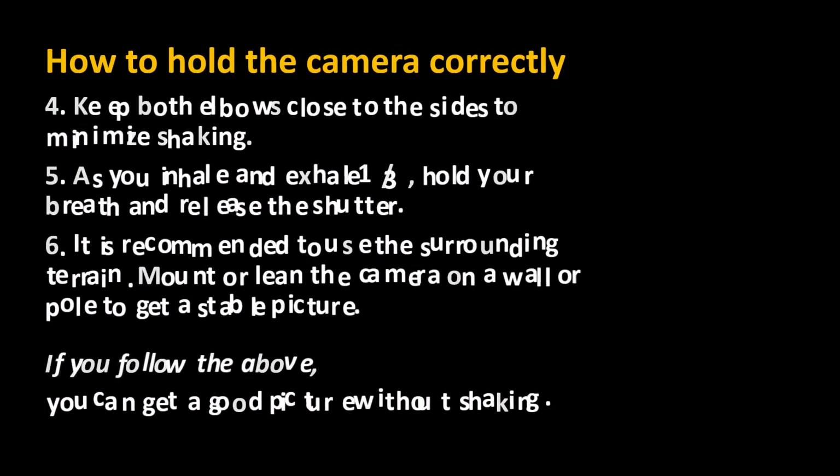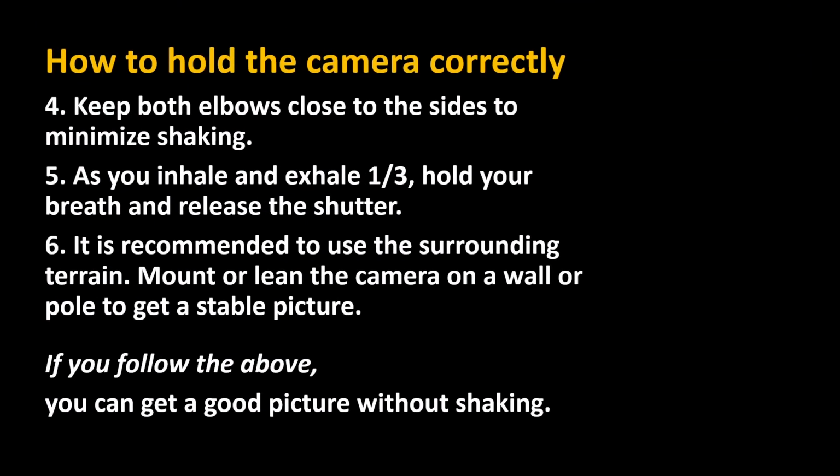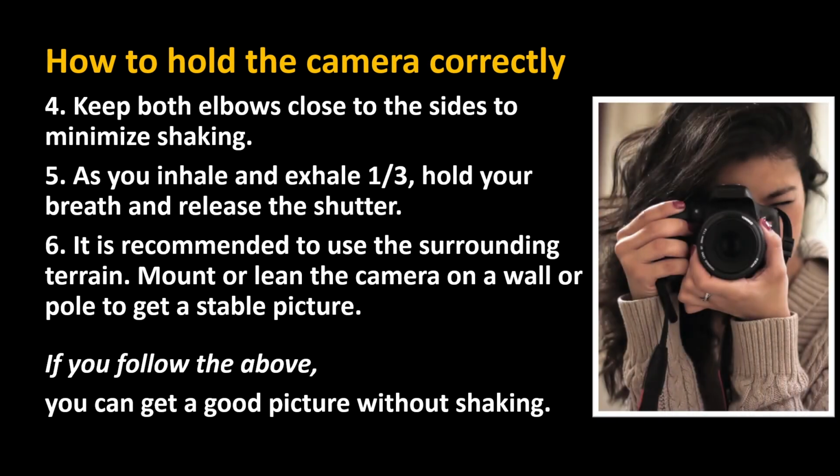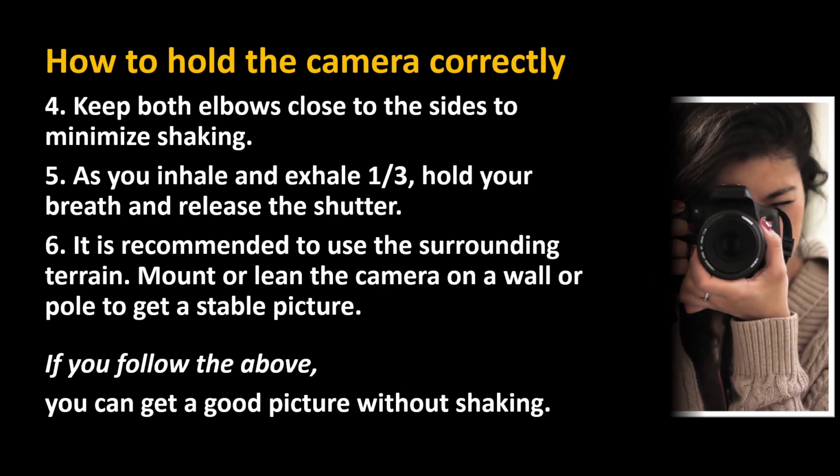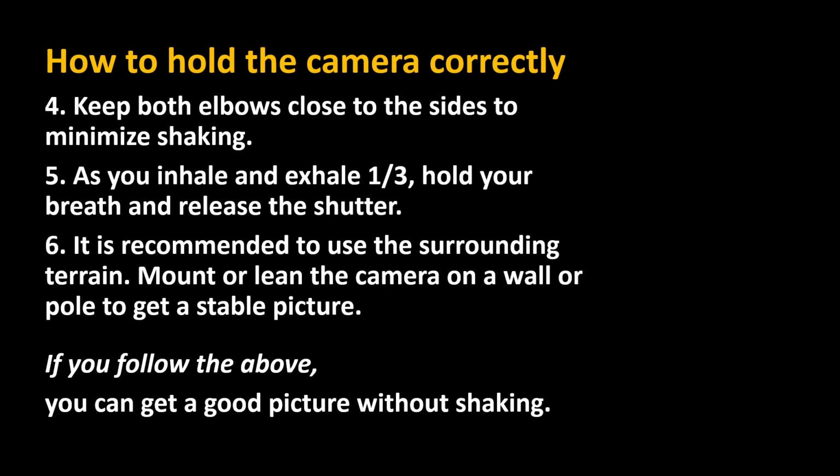4. Keep both elbows close to the sides to minimize shaking. 5. As you inhale and exhale 1/3, hold your breath and release the shutter. 6. It is recommended to use the surrounding terrain. Mount or lean the camera on a wall or pole to get a stable picture. If you follow the above, you can get a good picture without shaking.